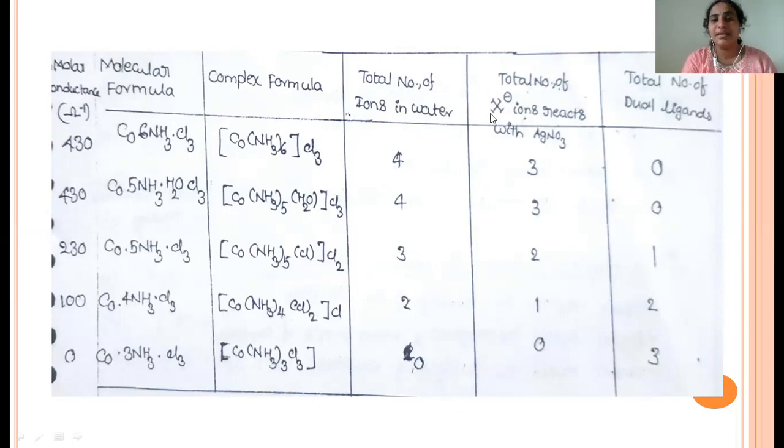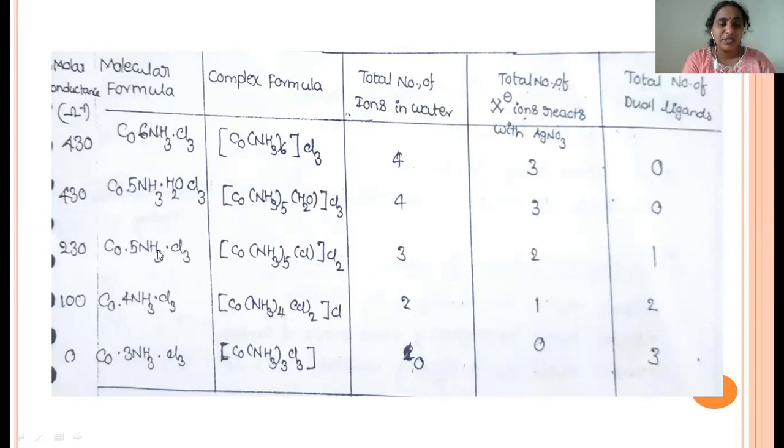When this complex reacts with silver nitrate in aqueous solution, since a total of 3 chlorines are present, it reacts with 3 moles of silver nitrate. In this complex, there are no dual ligands. Here a total of 4 ions are present, which produces the more molar conductance.